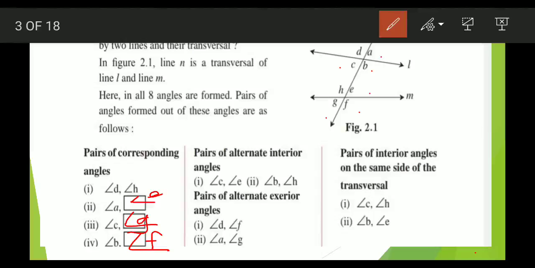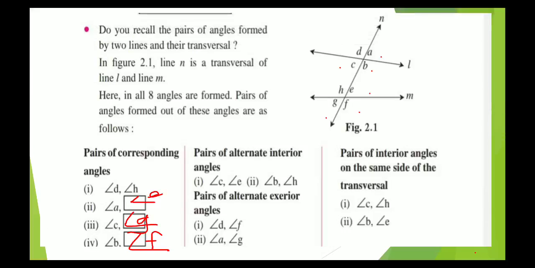Okay. Now pairs of alternate interior angles. Angle C and angle E. Where are angles C and E? Angle C and angle E. Can you see? It is in the Z shape. Angle C and angle E. Next one is angle B and angle H. Okay, B and H. This is called alternate interior angles.